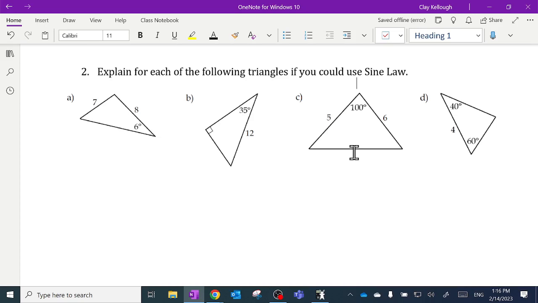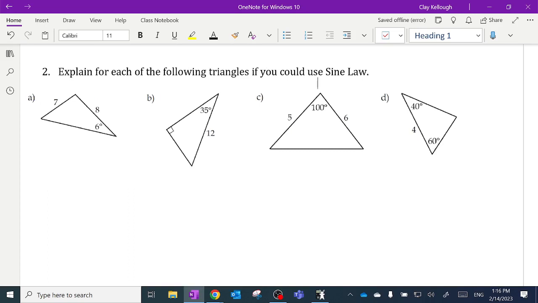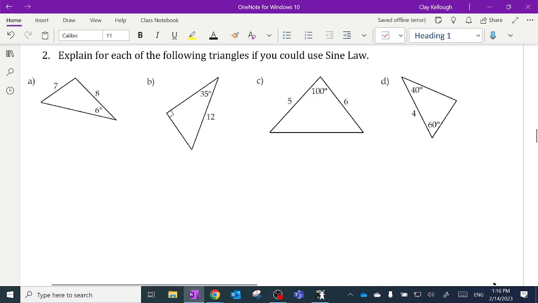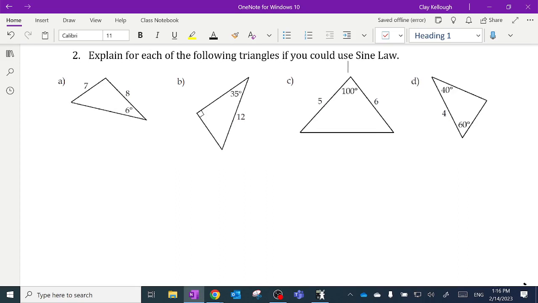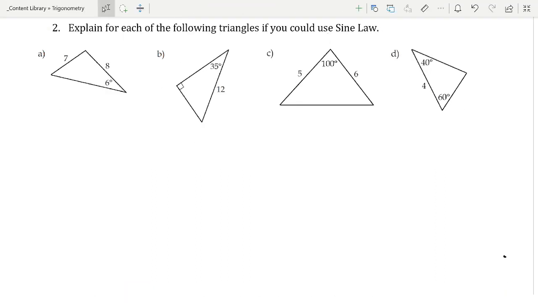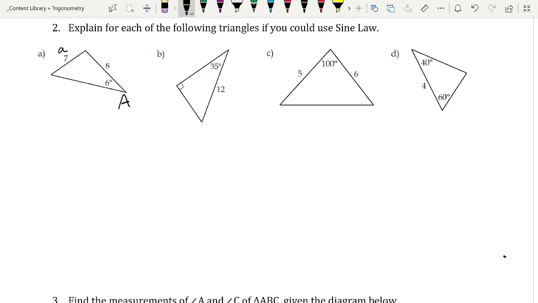Okay, so we'll ignore B, because remember B is a SOHCAHTOA question. We could use sine law if we wanted to. But remember for A, what we did is we decided, okay, if we call this angle A, and we call this side A, we call this angle B, and this side B, and we call this angle C and side C. If we set up our ratio, and I'll use the angle version, sine A over A equals sine B over B equals sine C over C.